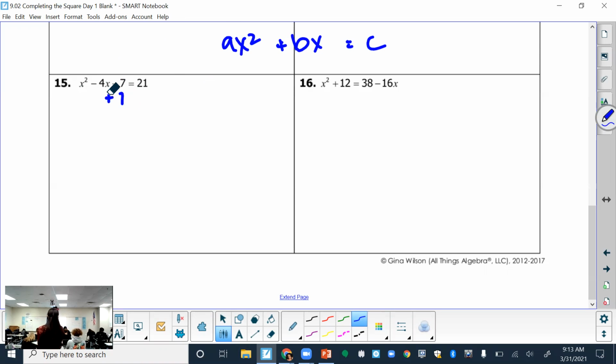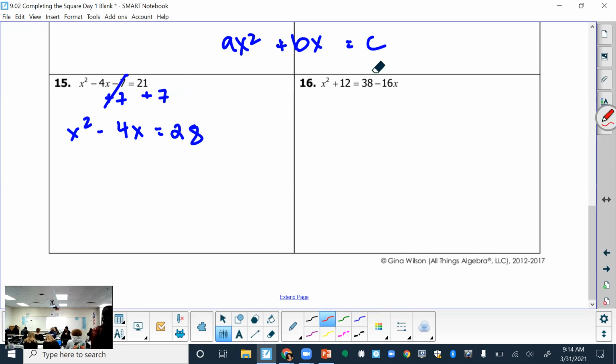By adding it, right? That's how it gets rid of it on the left side, because -7 plus 7 is 0. Whatever you do to one side, you have to do to the other. So on the left side, -7 plus 7 cancels out. We have x squared minus 4x equals what? 21 plus 7 is 28. All right, so good.